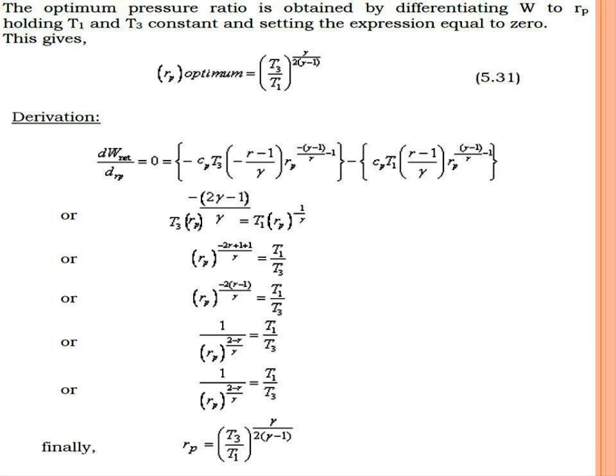It means that here the optimum pressure ratio is the ratio of T3, the maximum temperature of the cycle, divided by T1, the minimum temperature of the cycle, raised to gamma, the adiabatic index, divided by 2 into (gamma minus 1). So this is the value of the optimum pressure ratio for which maximum work done is available.